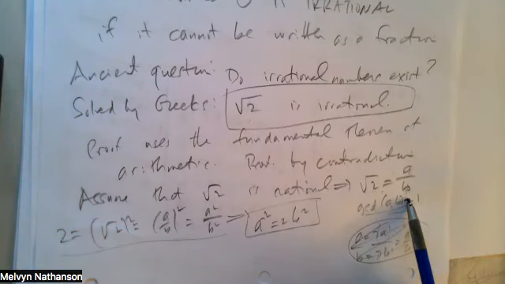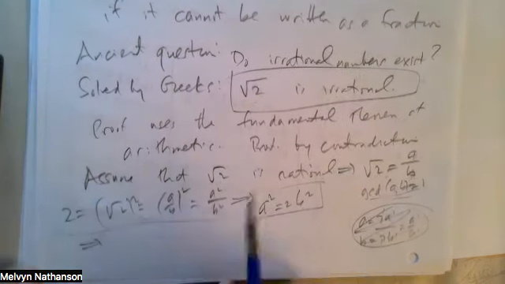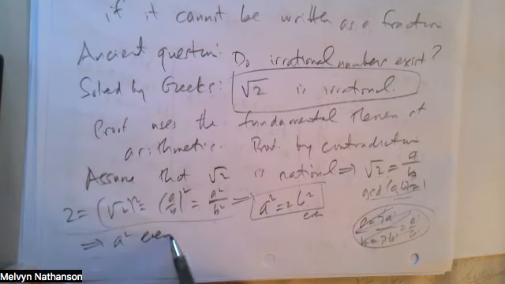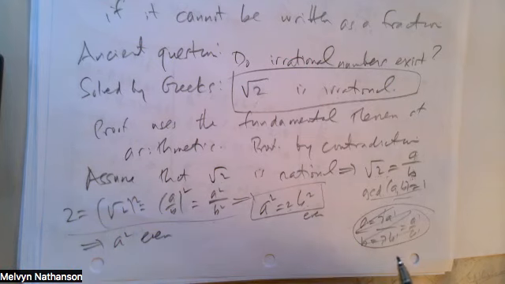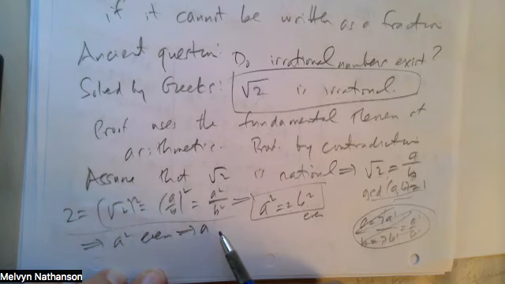So if I have this equation and I square it, I get 2 is a squared over b squared, or a squared equals 2b squared. Which means what? It means 2b squared is even. That means a squared is even. And if you take a number that's odd and you square it, you get an odd number. If you take a number that's even and you square it, you get an even number. So if a squared is even, that means a is even. Right? If a were odd, a squared would be odd. Odd times odd is odd.